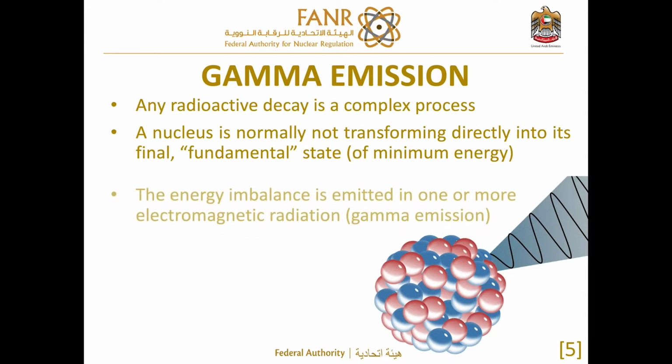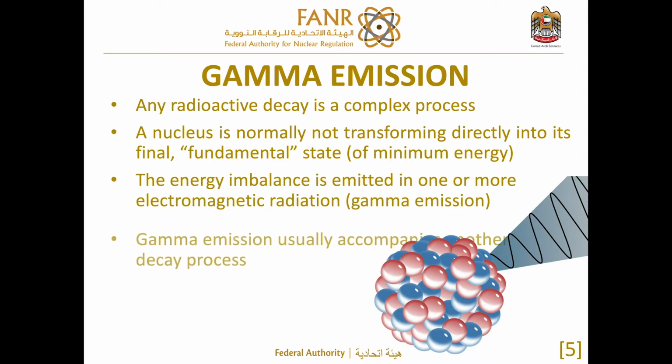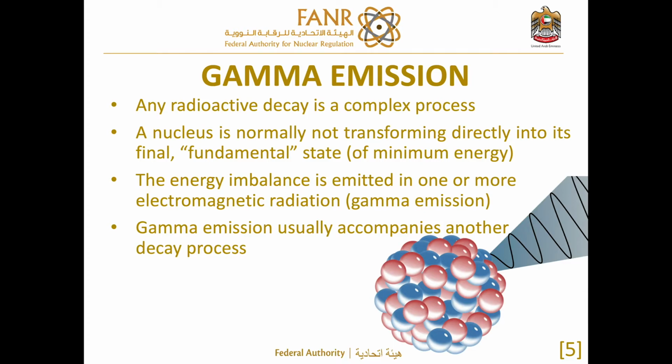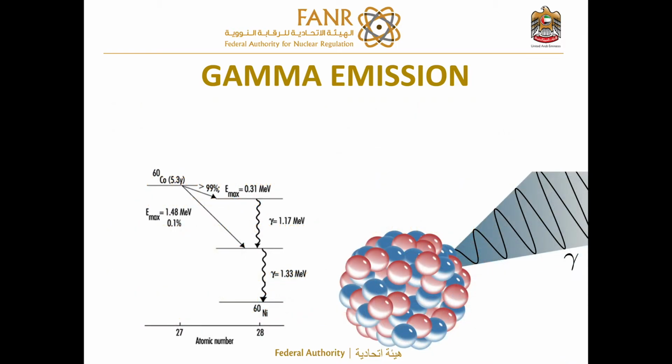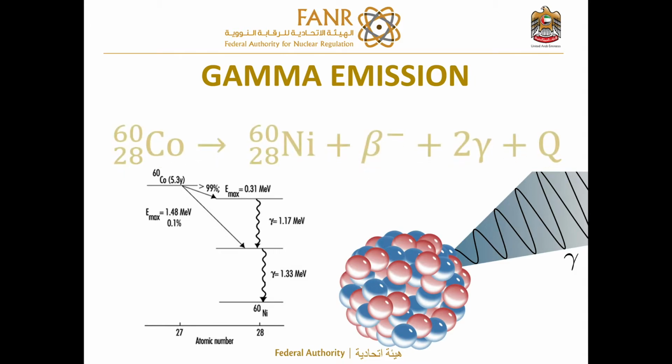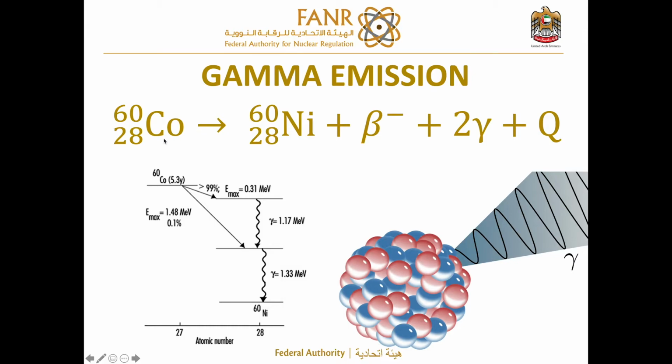Now, gamma emission is normally accompanying another decay process, but in some notable cases can happen by itself after a significant time. We call these metastable states. It's not formally a radioactive decay process, but it's understood better as a de-excitation of a nucleus. Now here we have a notable example, the beta decay of cobalt-60 leading to nickel-60.